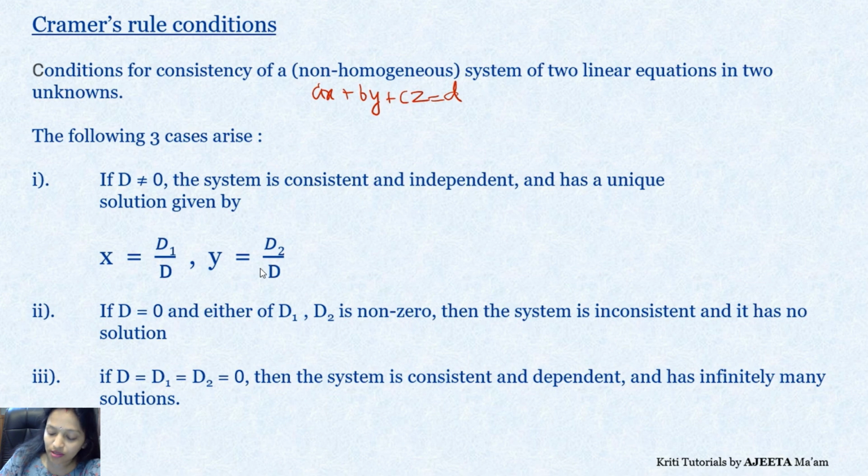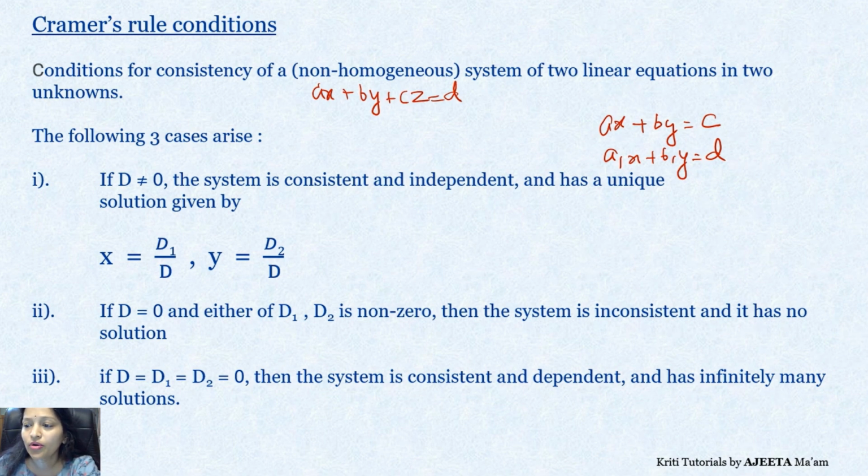Now if I take a simple case here, ax plus by is equal to c suppose, and a1x plus b1y is equal to d suppose, right? So they are talking about a very simple thing here. What is D? D is going to be the determinant of the coefficients of x and y in both the equations. What is D1 here? D1 is the determinant formed by the constant terms and the coefficients of y. What is D2 here? D2 is the determinant formed by the coefficients of x and the constant terms. This we will be taking up later on.